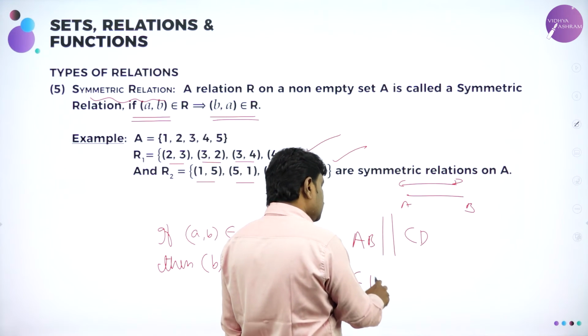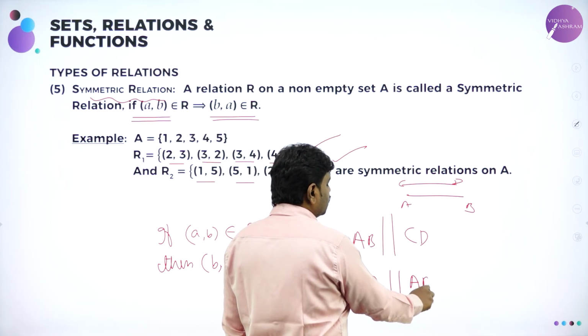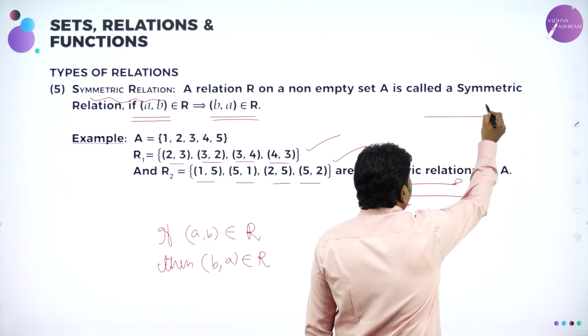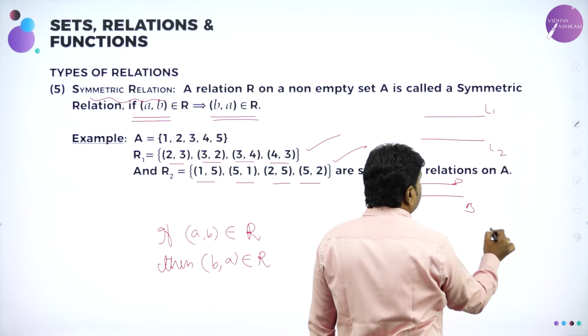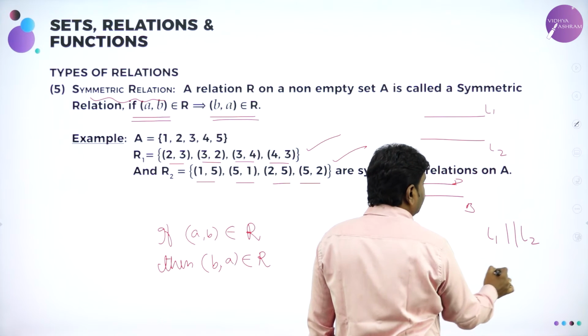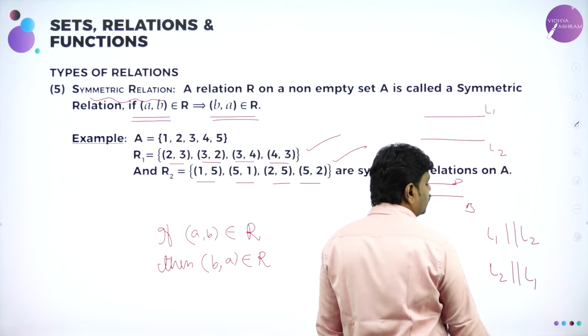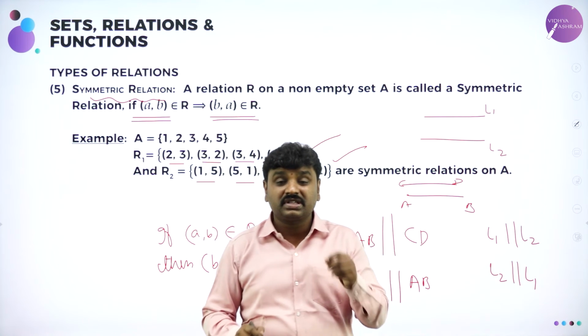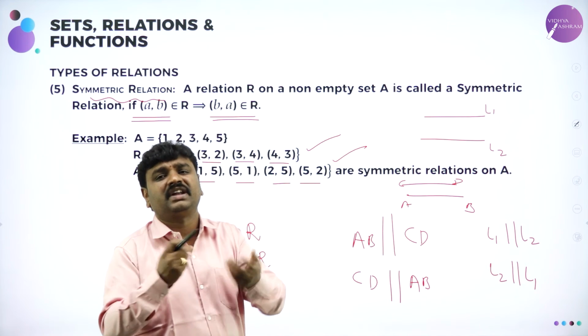What about CD? CD is also parallel to what? AB. Or line 1, say this is L1 and this is L2. So L1 is parallel to L2. Therefore L2 is also parallel to what? L1. The relation is parallel to in the set of lines in a plane is symmetric.